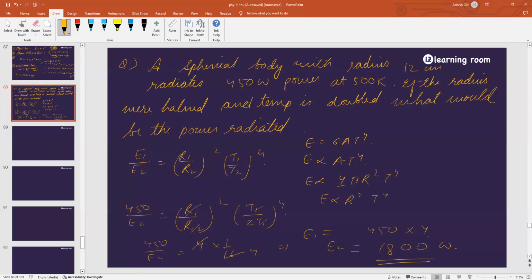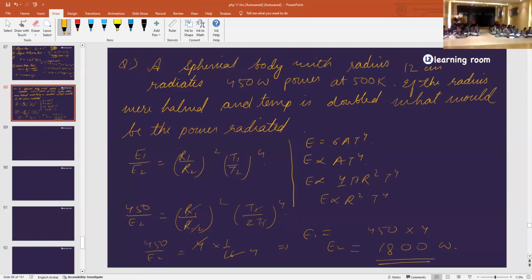Can you explain it again, sir? So we use this formula E equals sigma A T to the power 4. Sigma was constant for all the cases, so we just took the proportionality: area and temperature were what was changing in this question.